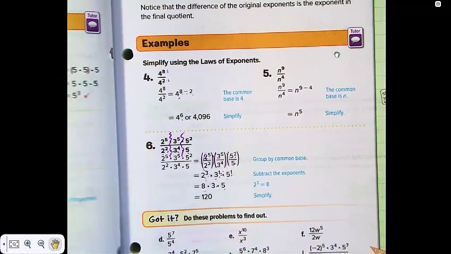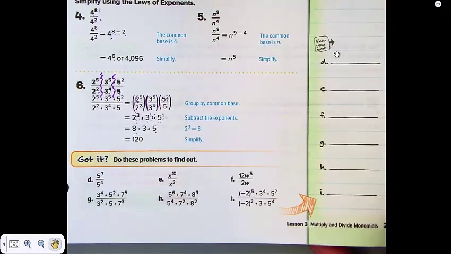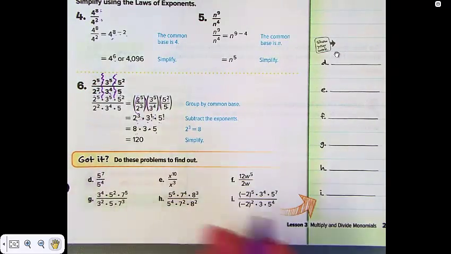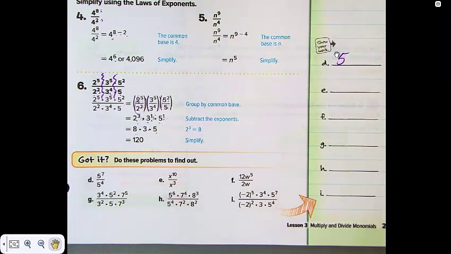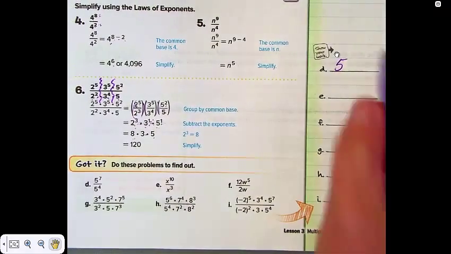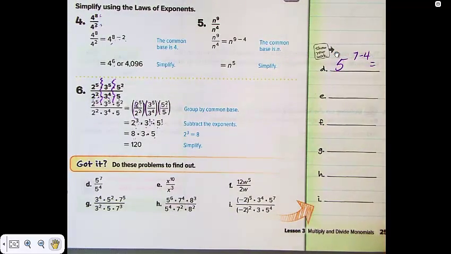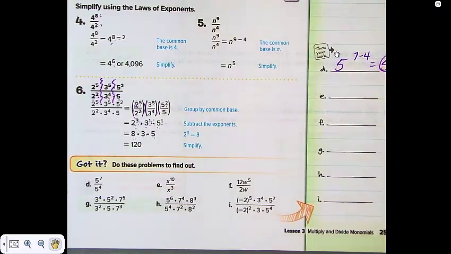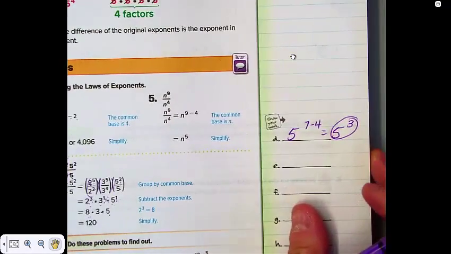Let's do D. And D has a common base on the top and bottom. It has a common big number of 5, so I know my answer is going to be 5. And then I'm going to subtract my exponents because I am dividing. So it's 7 minus 4 because I have 7 on top and 4 on the bottom. So my answer is 5 to the third power. Okay?